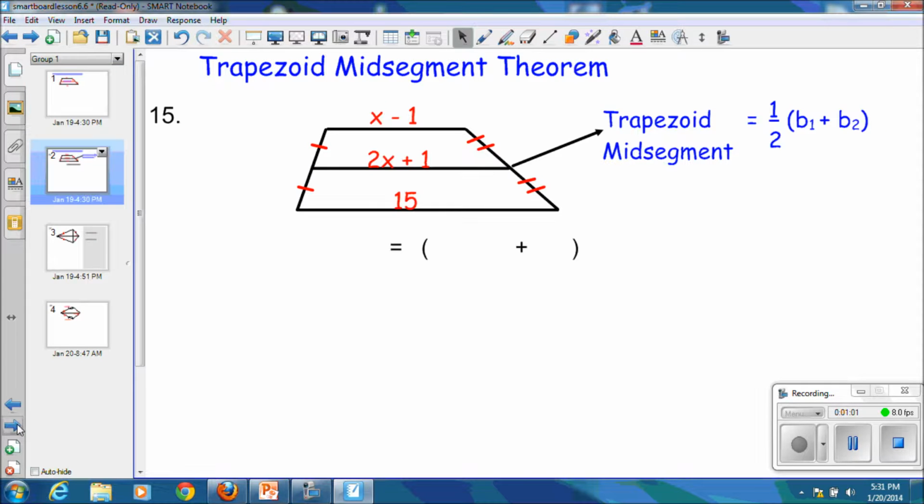And to apply this, this is specifically number 15 on your homework. We're going to put some numbers and variables into this formula. So we've been given that the midsegment is 2x plus 1. So instead of this trapezoid midsegment right here, I'm going to replace it with 2x plus 1.